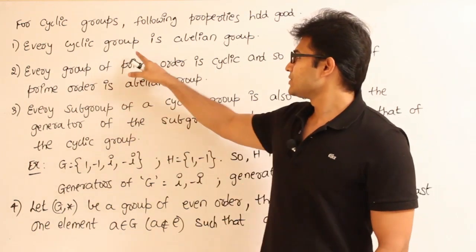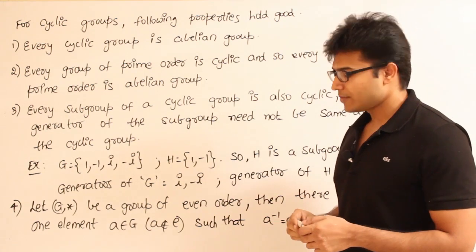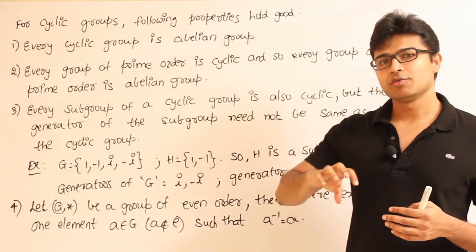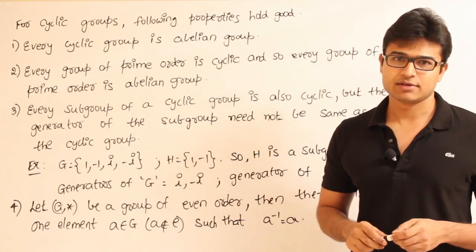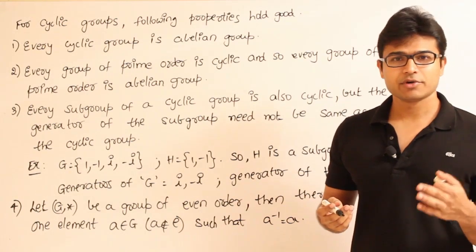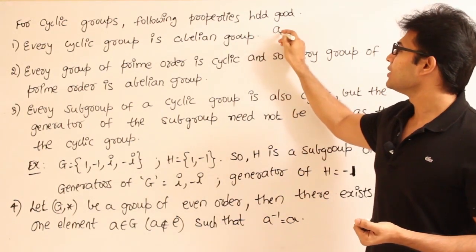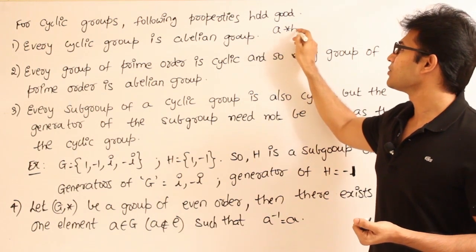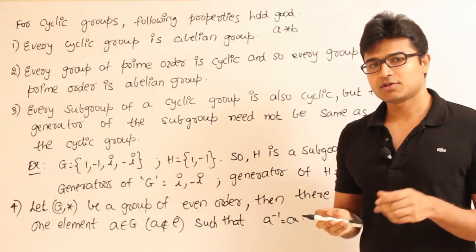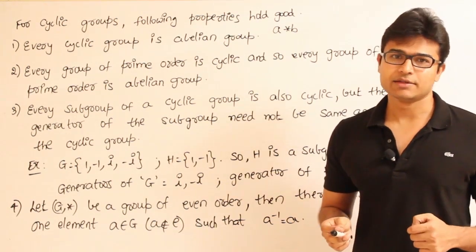See this, every cyclic group is an abelian group. What I mean is, if you have a cyclic group, then the commutative property will also be satisfied. Why should this be true? What is an abelian group? The commutative property should be satisfied. If you take two elements and apply A star B, where star is the operation, you should get A star B equal to B star A. Then only can we say the group is abelian.